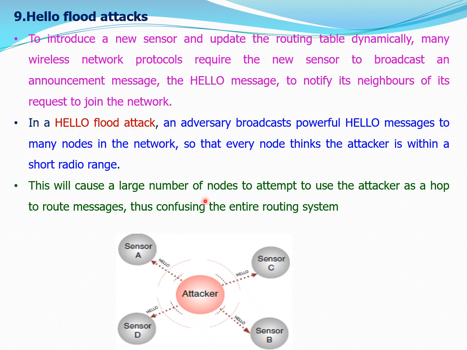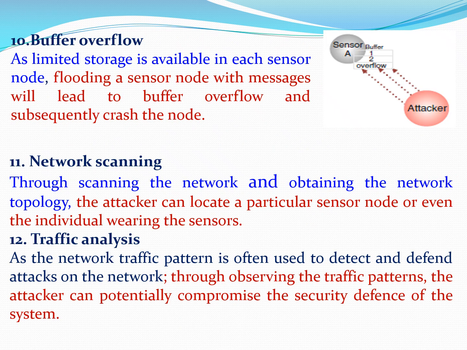This will cause a large number of nodes to attempt to use the attacker as a hop to route messages, thus confusing the entire routing system. So this is a hello flood attack. The next one is buffer overflow. As limited storage is available in each sensor node, flooding a sensor node with messages will lead to buffer overflow and subsequently crashing the node.